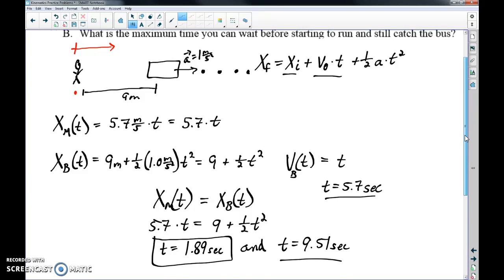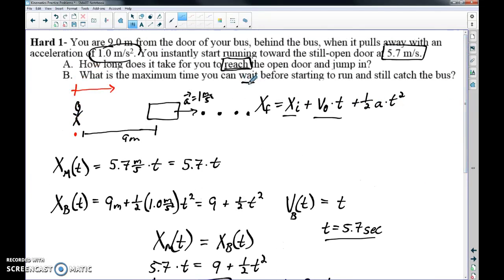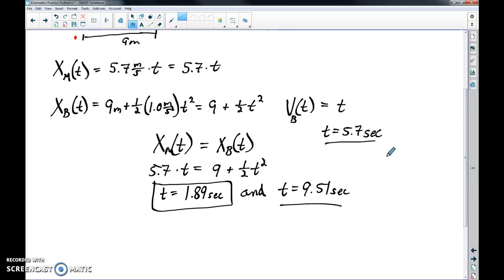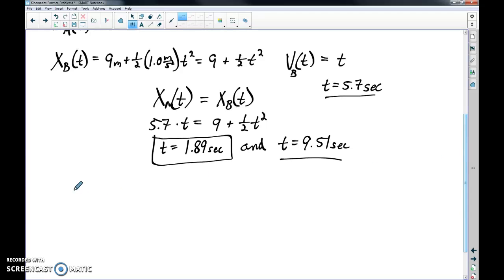So how do I know when I can run? How long do I wait? Well, I'm going to figure out how far the bus has traveled in that amount of time. Because I need to be at that same position that the bus is at time 5.7 seconds. So I'm going to plug that into my x for my bus equation. So this is where my bus is at 5.7 seconds.